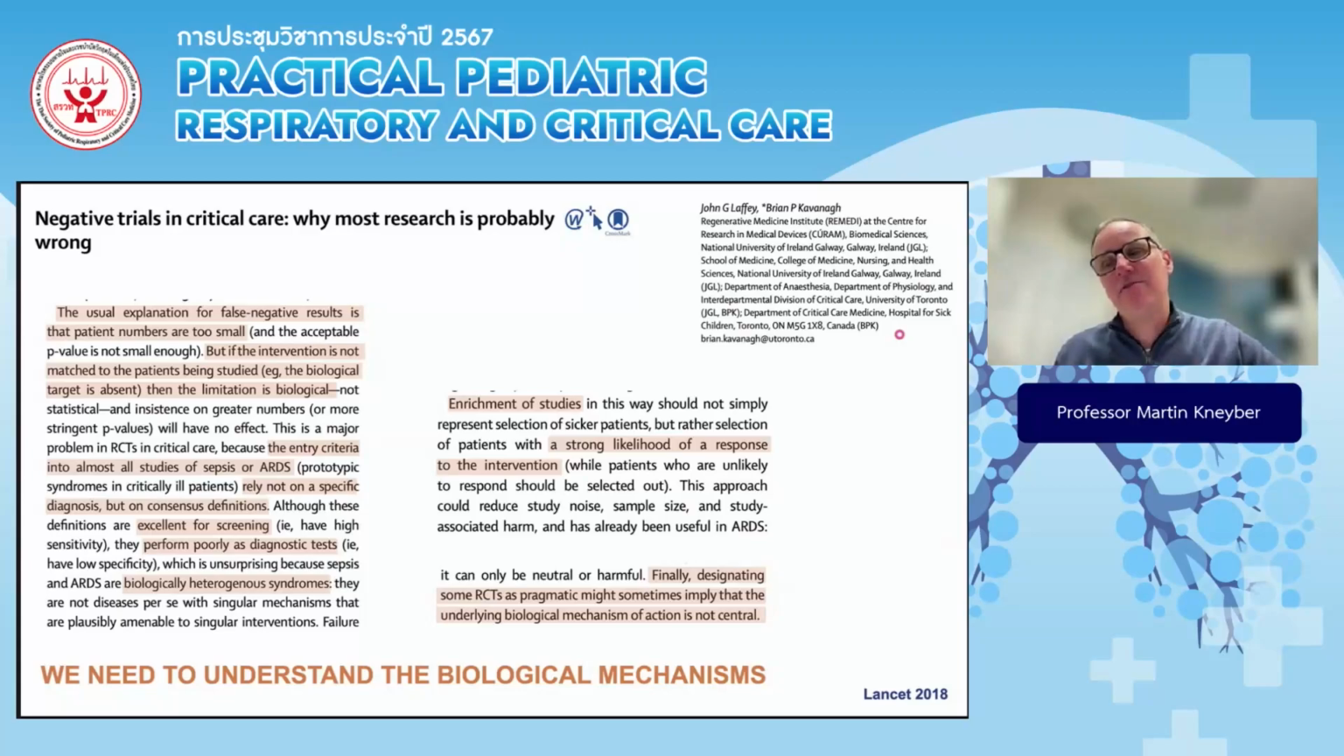And John Laffey and Brian Kavanagh really emphasize this in their editorial, trying to explain why so many trials in critical care medicine have negative results. And it's often said, well, the numbers are too small. But in fact, what most happens is that the intervention that's being studied is not matched to the patient. So the biological target is absent. So we need to enrich our studies. So, for example, if we want to do a trial where we want to study the effect of higher PEEP, we first need to introduce some metric of, okay, has this patient a lung recruitable disorder?